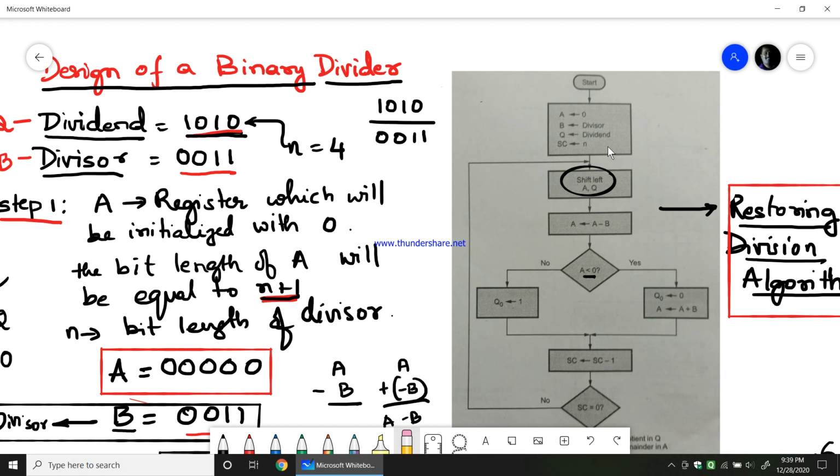Now here A is set with n plus 1 bit length, where n is the number of bits we have in the dividend bit sequence. Here, as the dividend was 4 bits, we took A to be a 5-bit length register, initialized with all 5 zeros in the beginning. Then we add B, which is the divisor, again converted into 5 bits, where B was 0011.